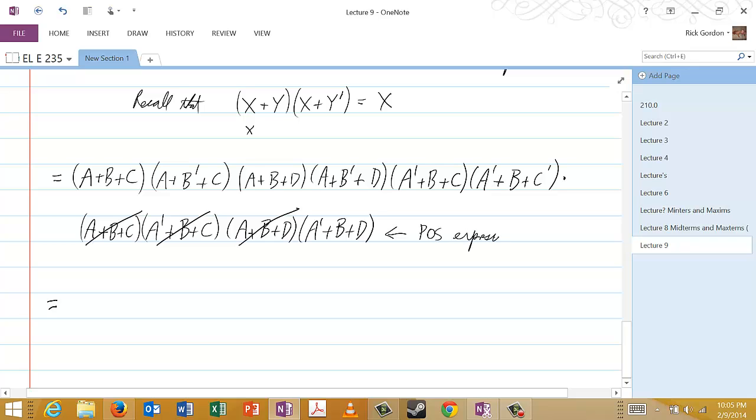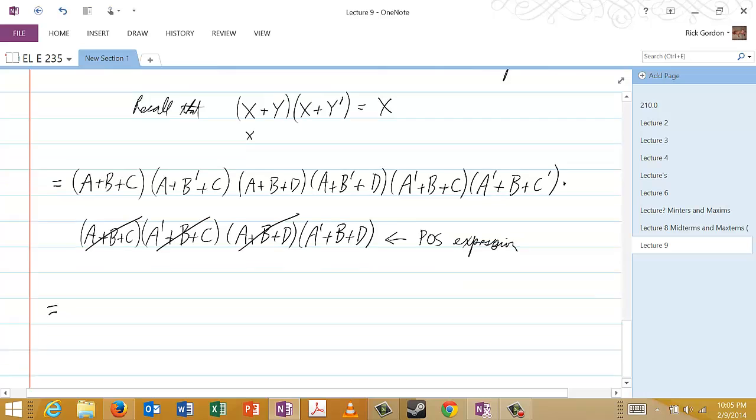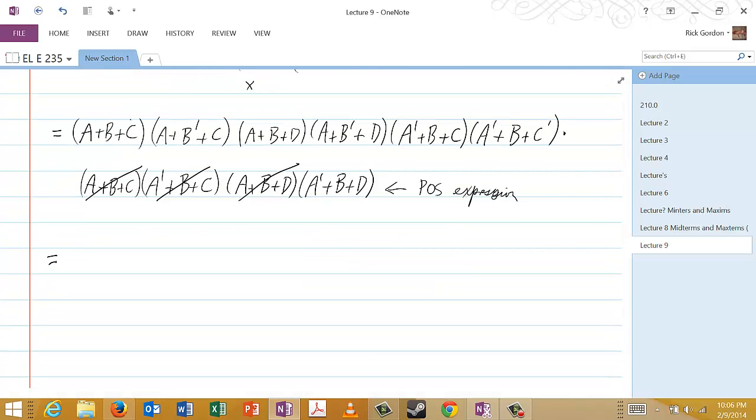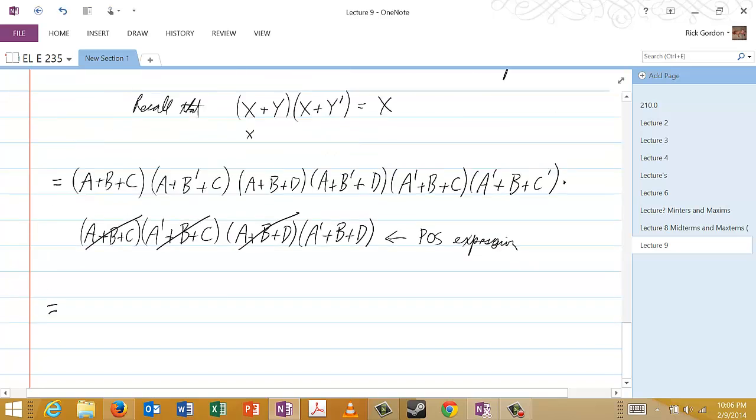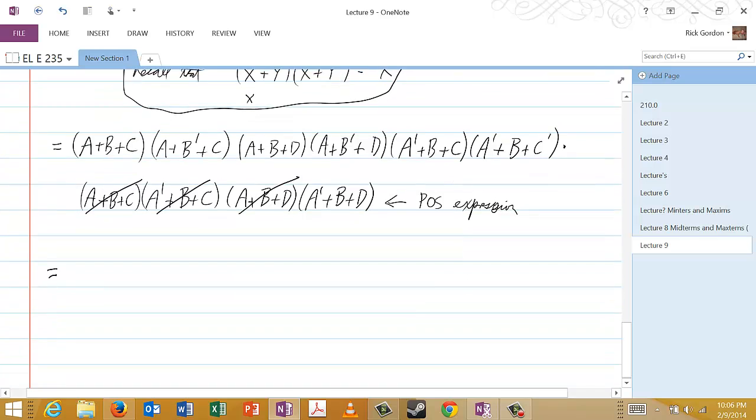And it is closer to being a max term expansion than was our previous POS expression, but it's still not a max term expansion, and I hope you readily see that that's the case, because each one is still missing one variable. And so again, we will use this very handy fact that we have here.